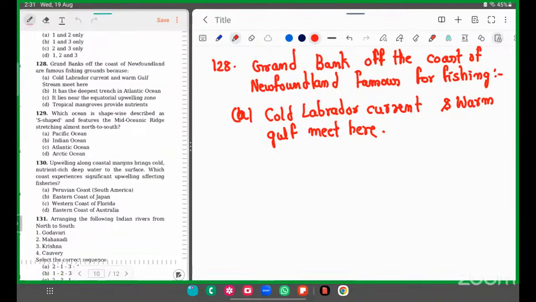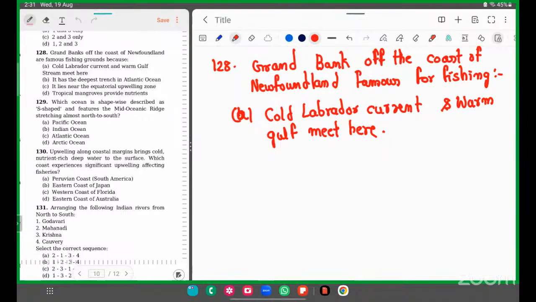Going by option 20, going to question number 129: which ocean is described as S-shaped and features a mid-oceanic ridge stretching from almost north to south? So this is the Atlantic Ocean. It has an S shape and contains the mid-Atlantic ridge running from north to south down its middle.